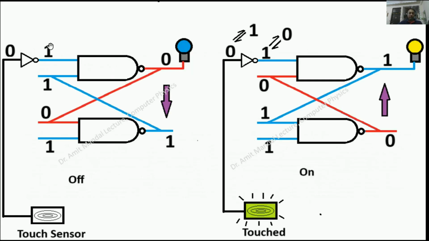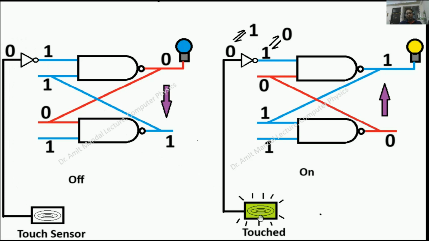You can see that the same latch is there, with two NAND gates. One input goes to the top NAND gate, and the bottom NAND gate has inputs 0 and 1, and the outputs are 0 and 1. An LED bulb is connected to the output of the upper NAND gate. Now this input is connected to a NOT gate. A NOT gate is an inverter: if 0 is the input, 1 is the output, and if 1 is the input, 0 is the output. That NOT gate is connected to a touch sensor. Right now the touch sensor is not touched, so this is 0. The input of the NOT gate is 0, so the output is 1.